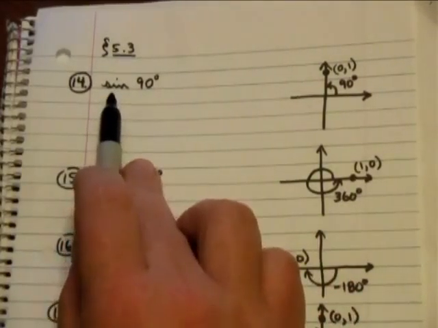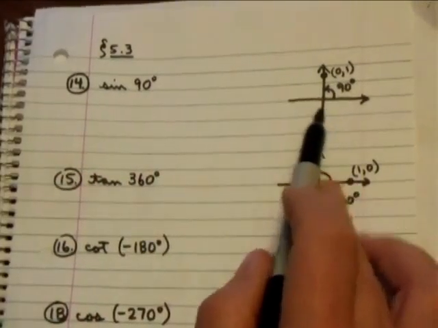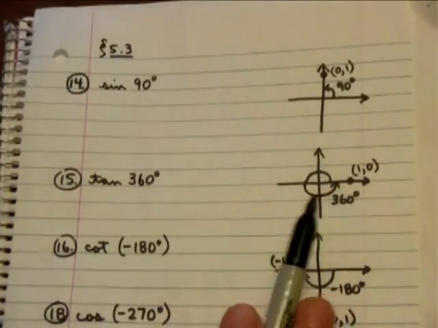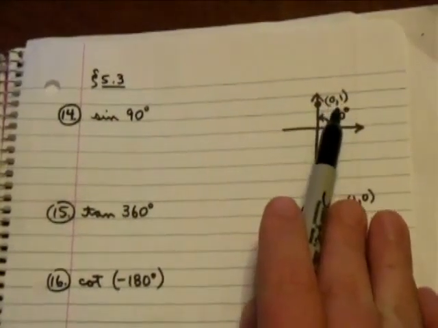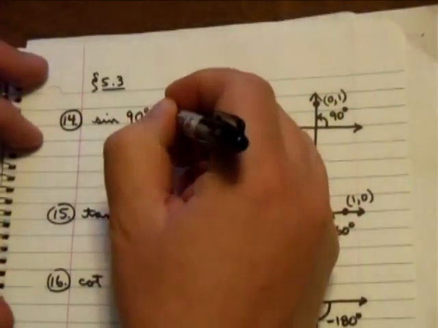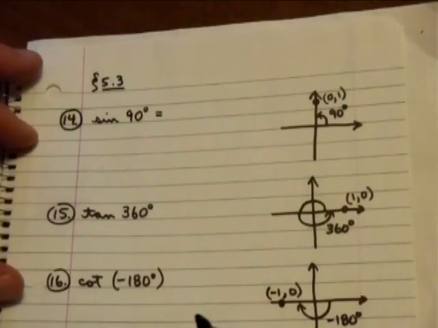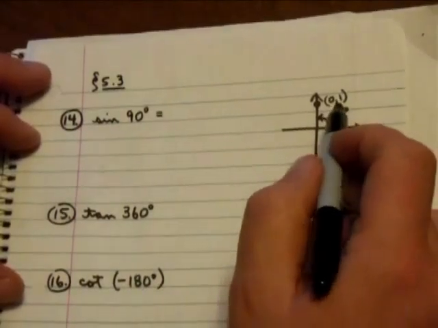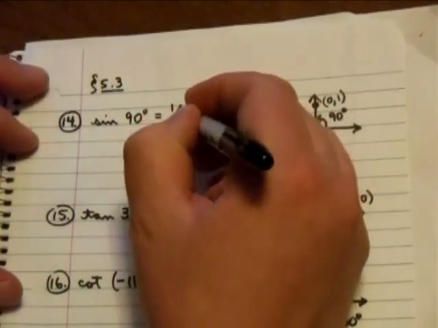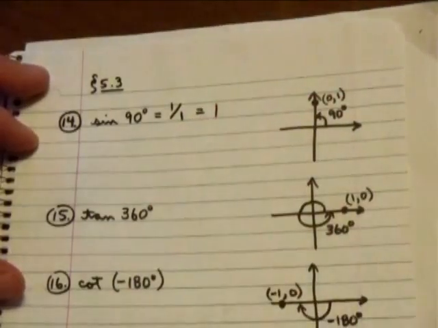Here we are asked in problem 14 for the sine of 90 degrees, and if you draw a picture of that, 90 degrees gives you a terminal point at (0, 1), an x-coordinate of 0 and a y-coordinate of 1. Remember from our earlier definition that sine is y over the radius, and here we're assuming a true unit circle. The y-coordinate of this point is 1, and since it's a unit circle, the radius is also 1. So the sine of 90 degrees is equal to 1.